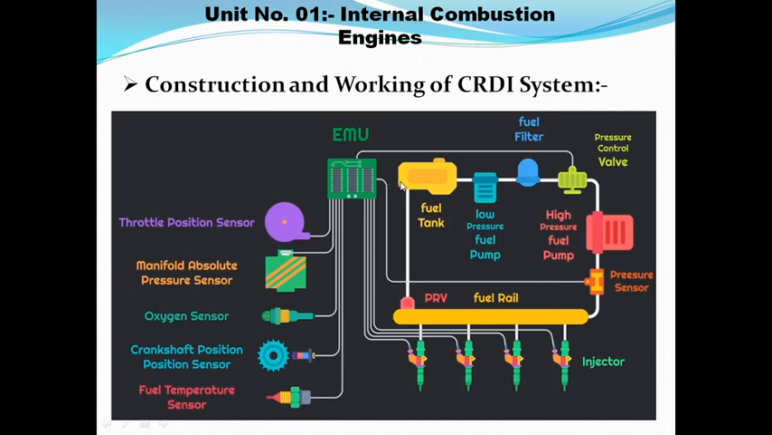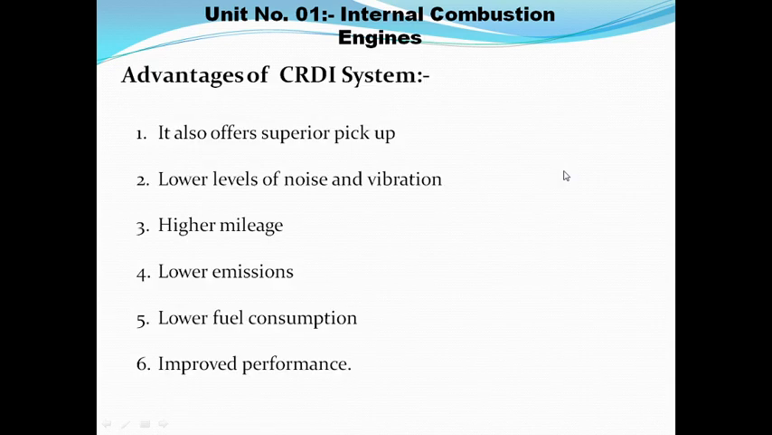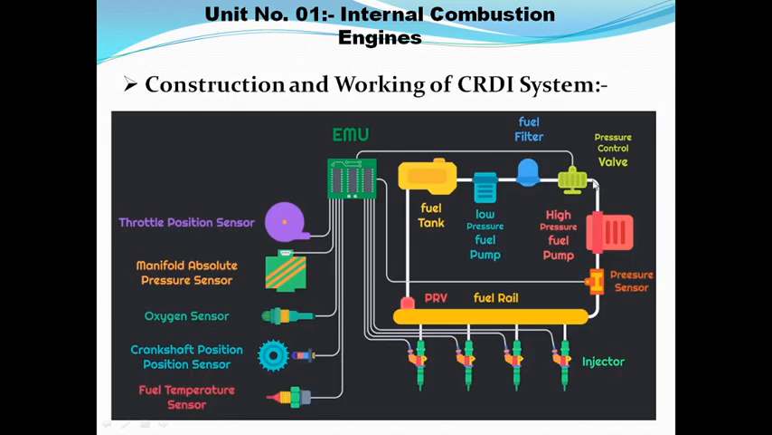Now the fuel passes from the fuel tank to the low pressure pump. Then from the low pressure pump, the fuel passes to the fuel filter. In the fuel filter, the fuel is filtered and passed to the pressure control valve. The pressure control valve gets the signal from the EMU and then passes the fuel to the high pressure fuel pump. This high pressure fuel pump creates the high pressure and then passes the fuel to the fuel rail through the pressure sensor. The pressure sensor senses whether the fuel pressure is maintained or not, and gives the signal to the EMU. Then this fuel goes to the fuel rail.